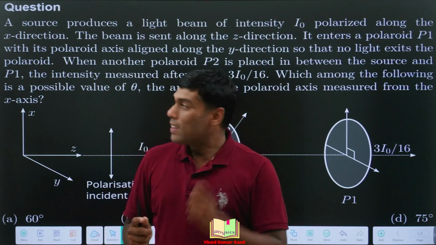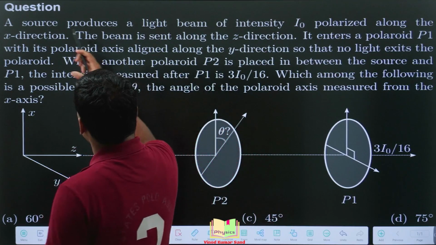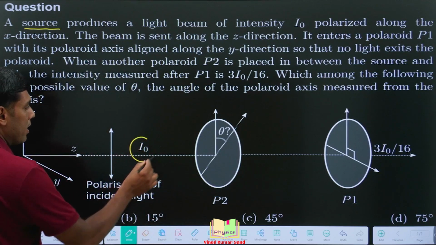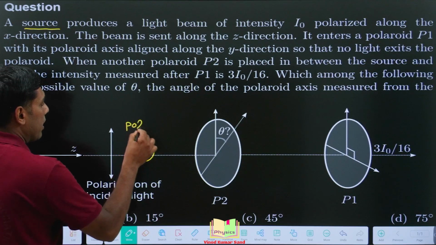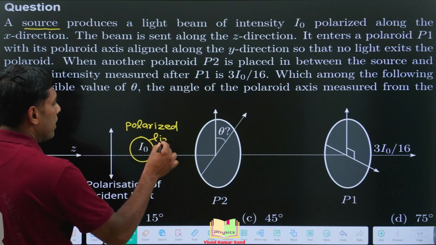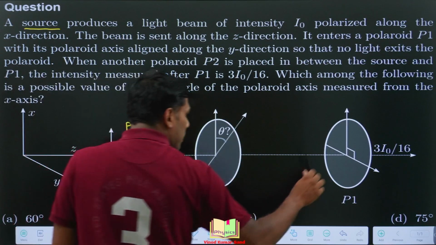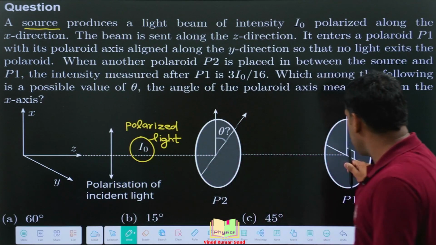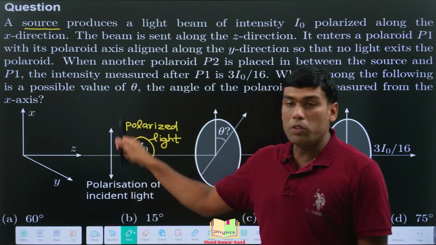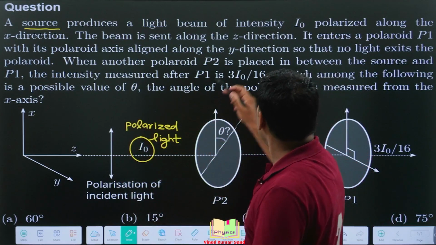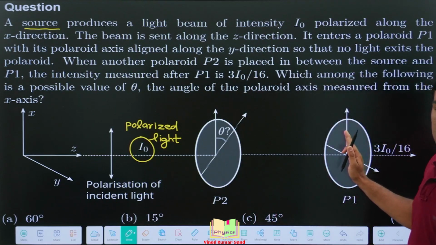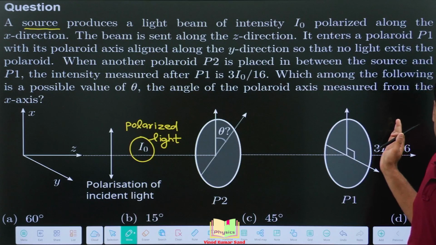Hello everyone. This question says there is a source producing polarized light having the intensity I naught. Then there is a polarizer named P1. This P1 axis is making an angle of 90° with the direction of polarization of the incident light. If only P1 is placed, then the output here is 0.